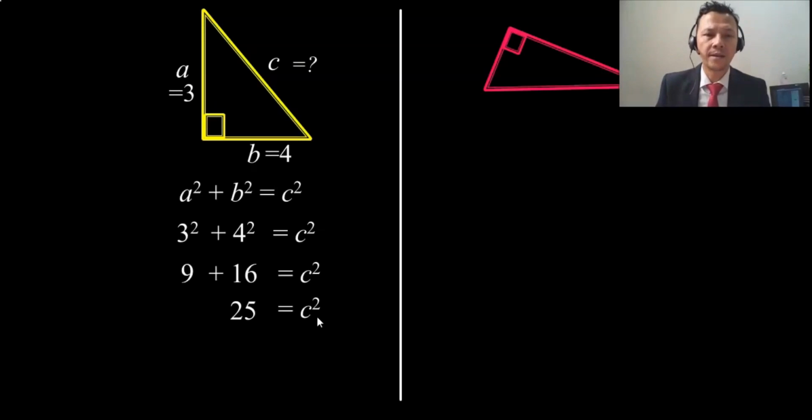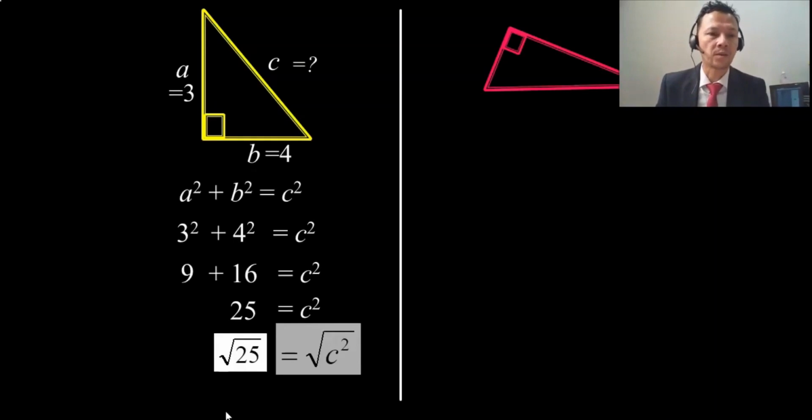We need to find C. So when something is squared, we need to find the square root of that. So let's find the square root on both sides. So the square root of 25 and the square root of C squared. The square root of 25 is 5 and the square root of C squared is just C. So there we have found the value of C is equal to 5.